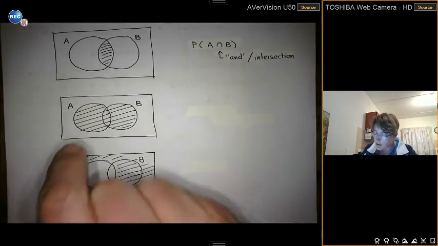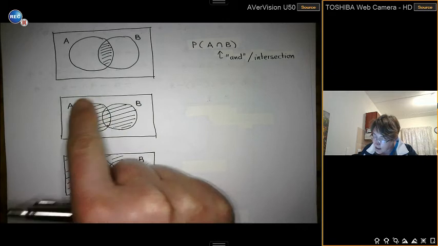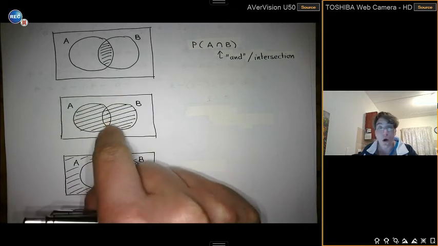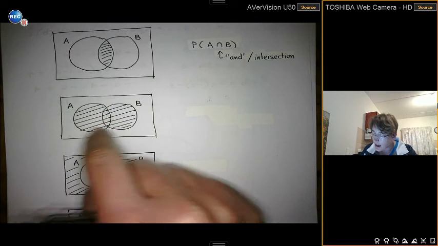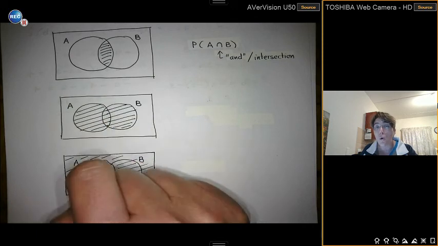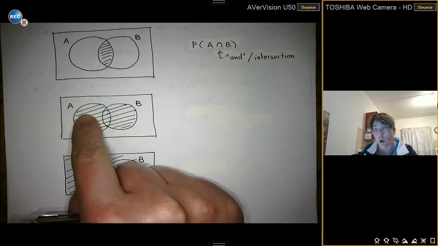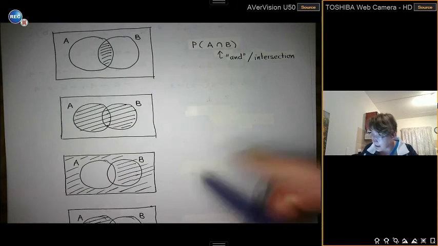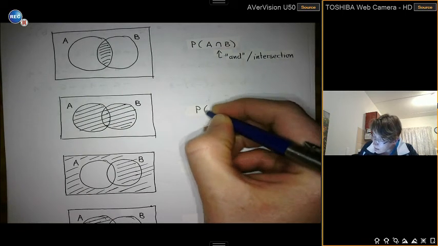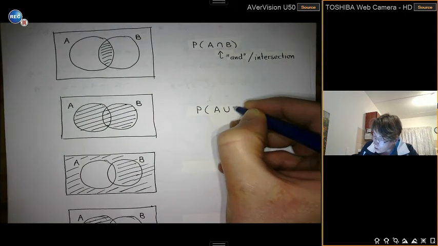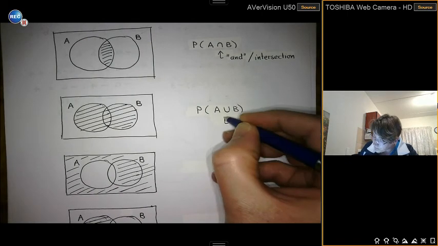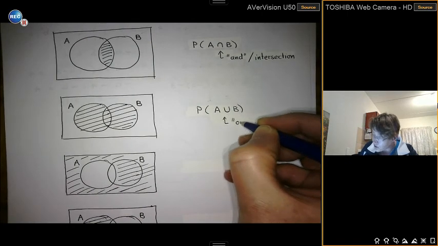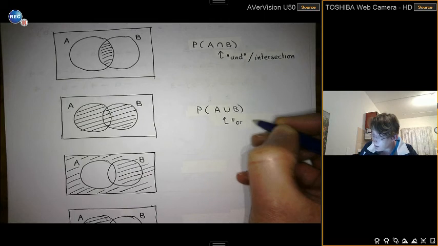Now this one is not the overlap. That's everything in A, everything in B, not doubling up the middle, because you never double up the middle. So that means everything in A, everything in B. We use the word or because it can either be in A or it can be in B. So this one we say it's the probability of A or B. So that sign right there represents or. We also refer to it as the union of A and B.